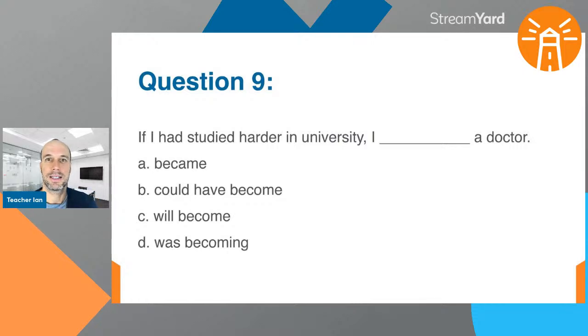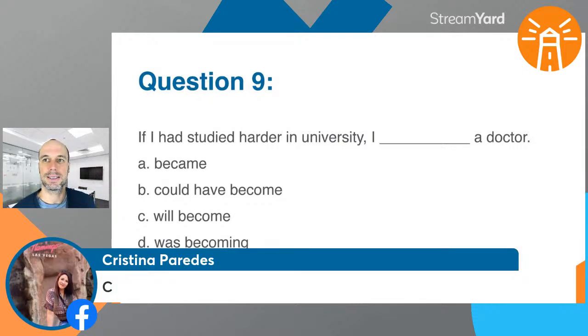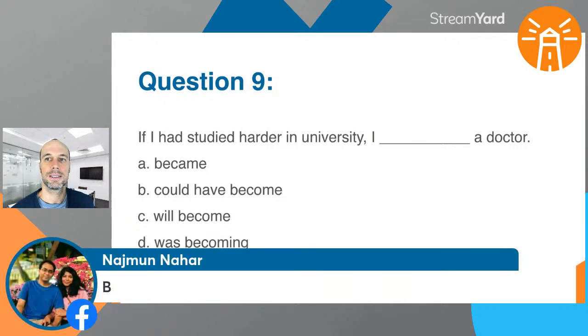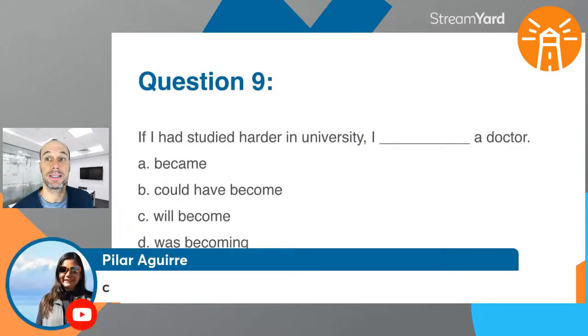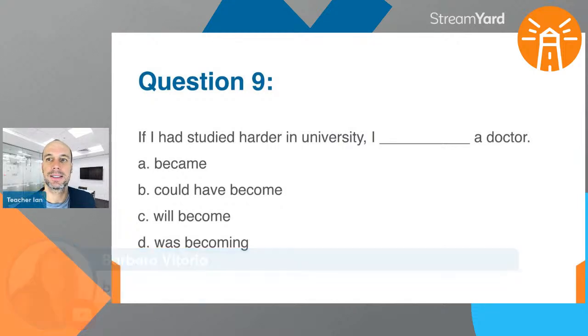If I had studied harder, Christina says C. Najman says B. Okay, we've got a little competition about this one. Christian says B. Couple more answers. Pilar says C. Great. Barbara says B. Irene says B. I think that's pretty much everybody. So the answer is B.